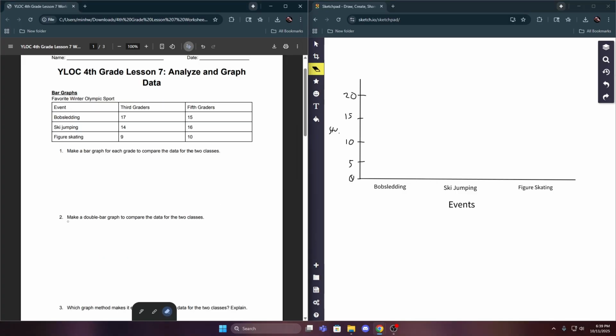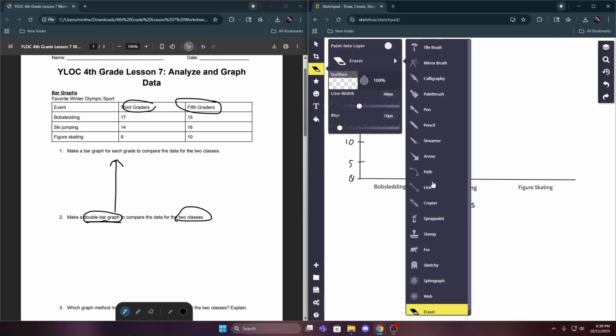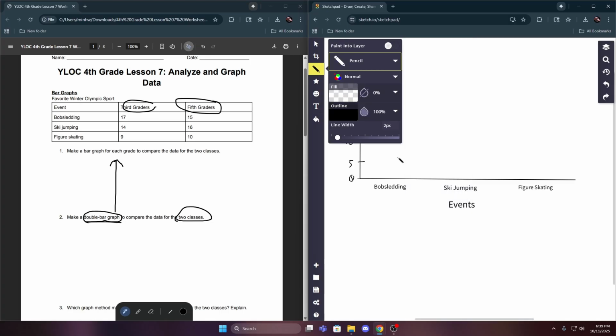Now let's look at the second question. Make a double bar graph to compare the data for the two classes. So this time, we're doing almost the same thing as question 1, but it's a double bar graph. This means we can include both third graders and fifth graders in one bar graph. So let's do that right now. We're going to do exactly what we did, but we're just going to put the two different values for both grades side by side.